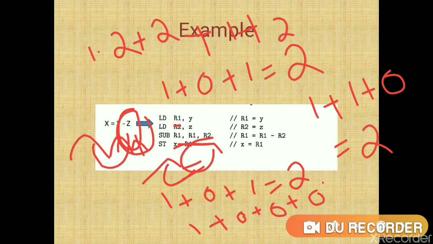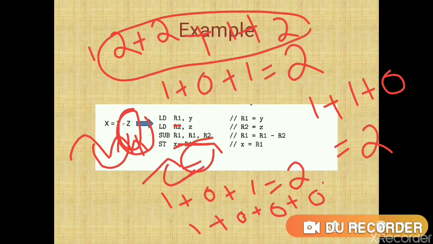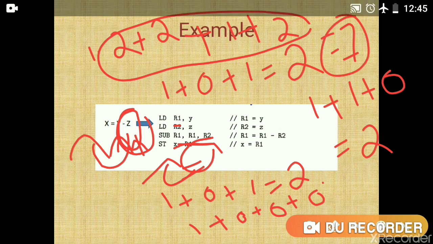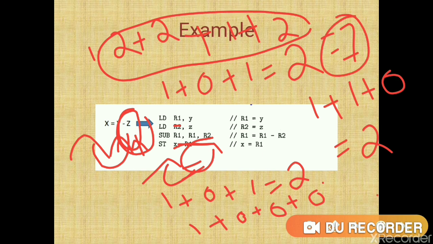So here, in order to calculate the total cost, I have to calculate the cost of each step in detail, then add together 2 plus 2 plus 1 plus 2. So it is 5 plus 2, 7. So you will get the cost of x equal to y minus z as 7. Hope you understood this example.